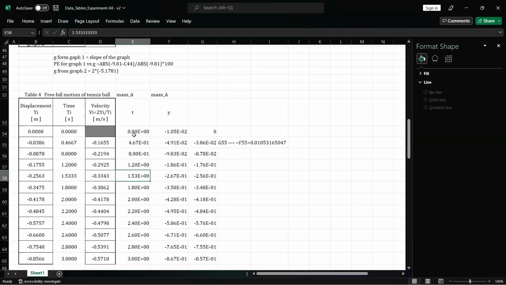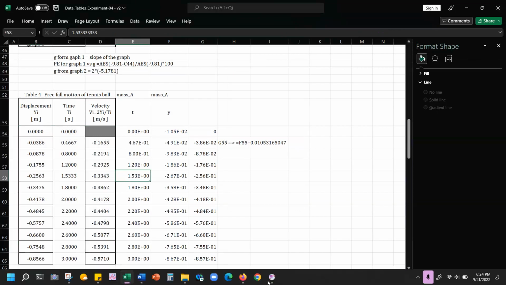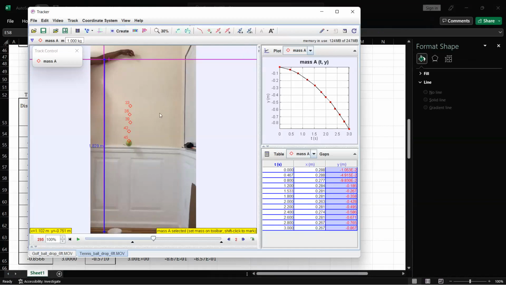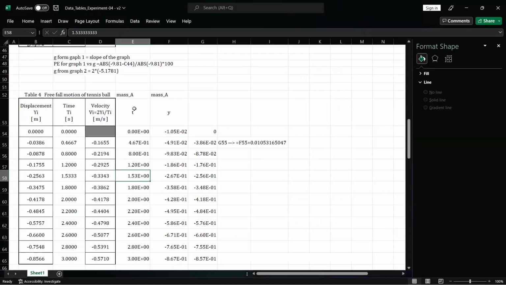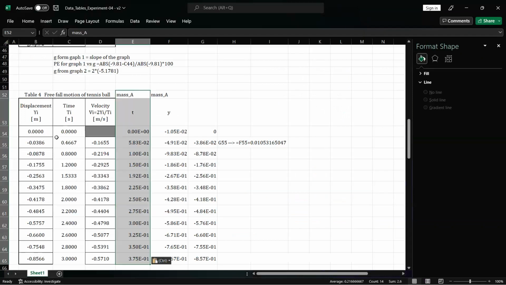Oh, my time values, actually, I think I did not correct the time values earlier in here. I need to correct it very quickly. Clip setting. Should be at 240. Take it out very quickly. Time values again should be small values. You can easily identify if it is wrong. Okay. Yeah, now it's good.